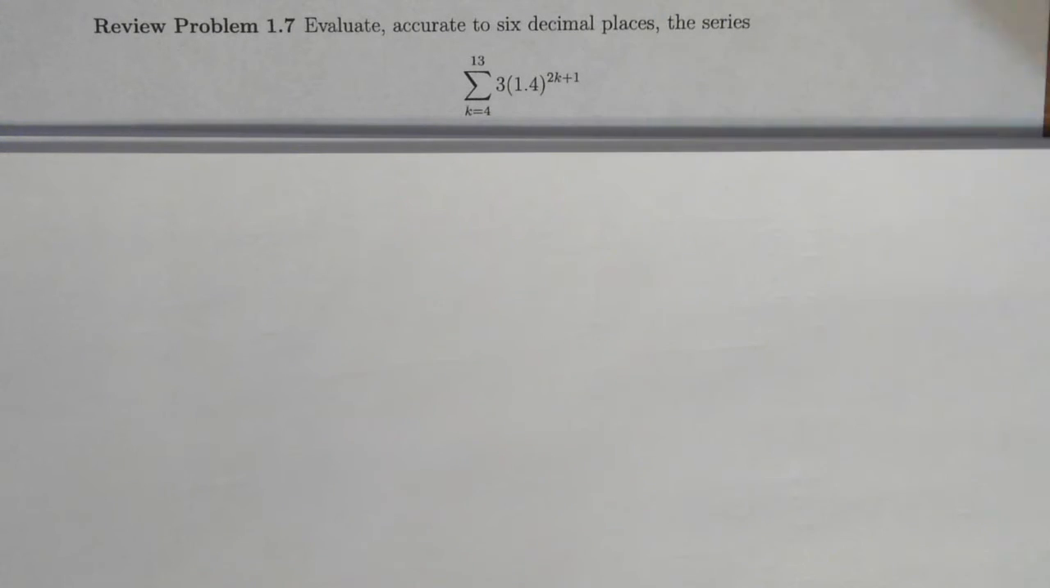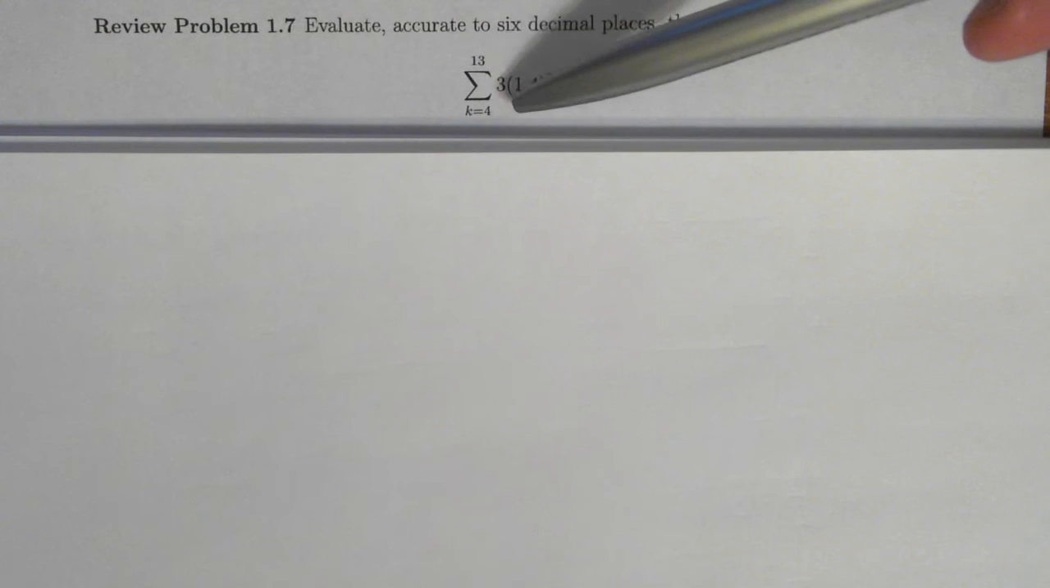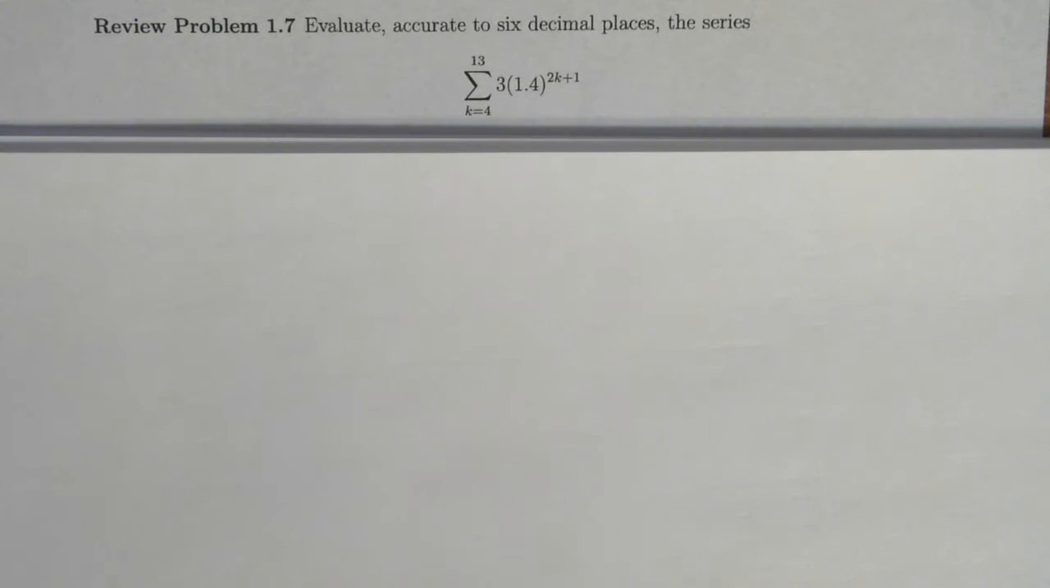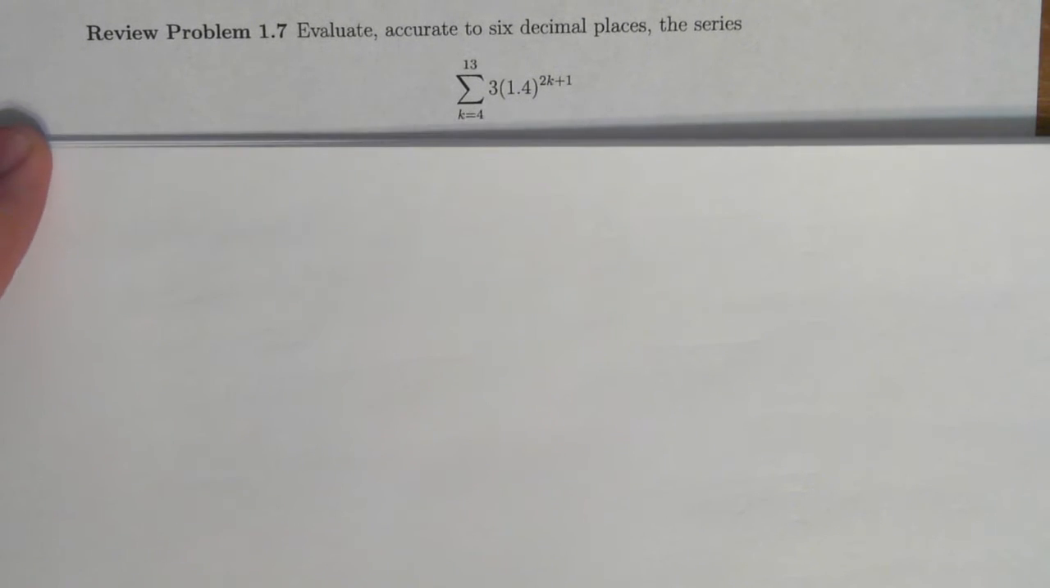Okay, for this problem, we have the following series: summation k equals 4 to 13 of 3 times 1.4 to the 2k plus 1. The question is to evaluate this accurate to 6 decimal places. And as we'll see in a little bit, getting this to 6 decimal places might be a problem depending on the calculator that you have.